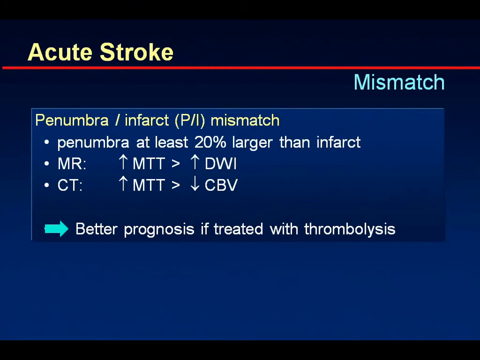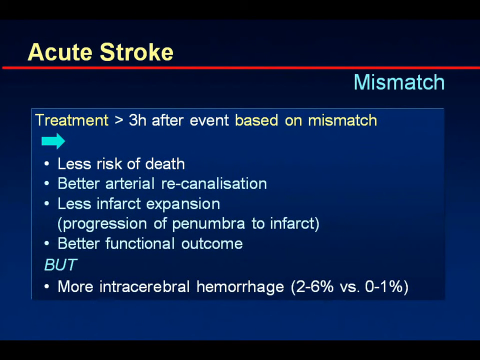Now, you talk about a so-called mismatch if both of them are not identical. In other words, if the penumbra is larger than the infarct core, at least 20% larger, and if that's the case, you can try to start with a thrombolysis. And the interesting thing is, if there's treatment beyond the 3-hour range based on this mismatch, then there's less risk of death, a better arterial recanalization, less infarct expansion over time, and a better functional outcome.